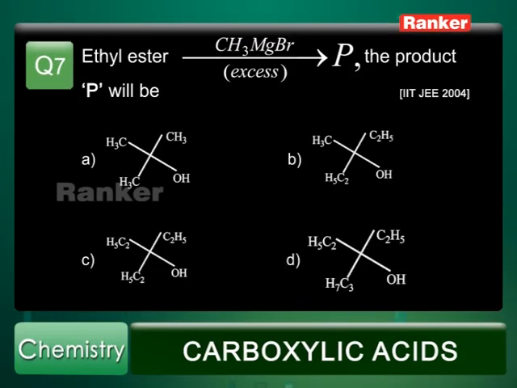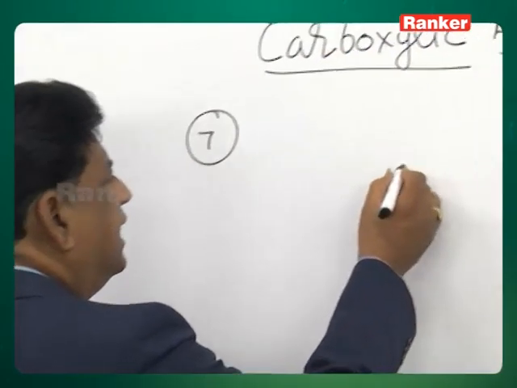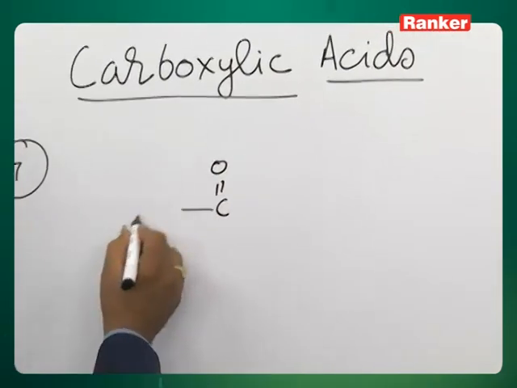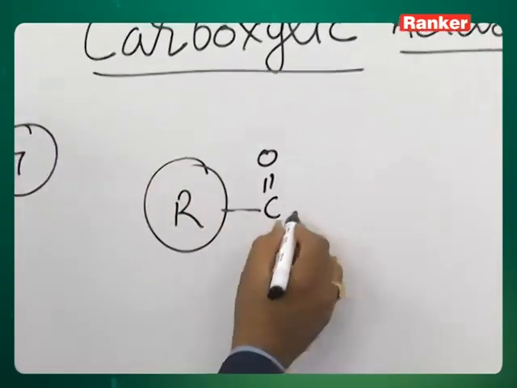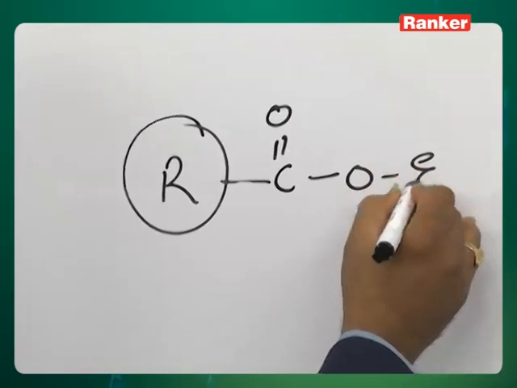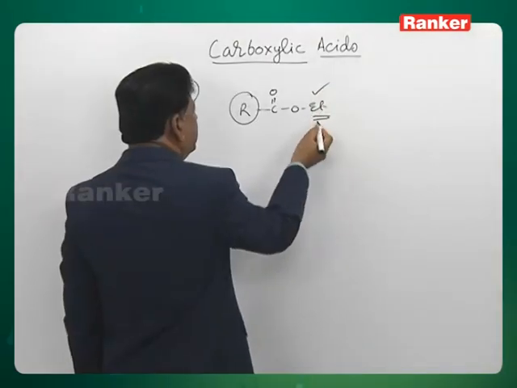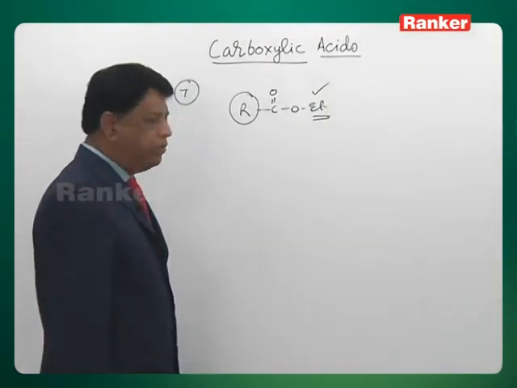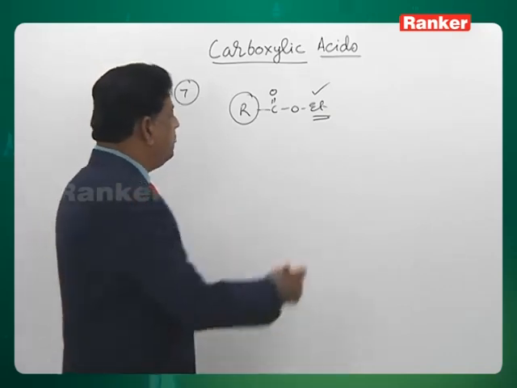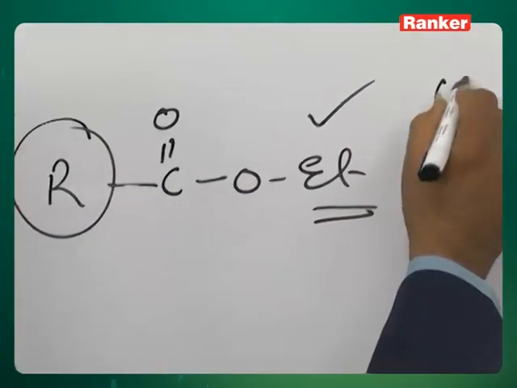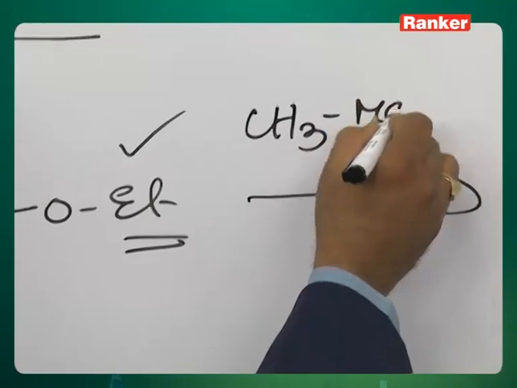An ethyl ester reacts with methyl magnesium bromide, X, and a compound P is formed. What does this ethyl ester mean? He didn't mention what this R group is. It is some alkyl group containing ester of an ethyl. This is mentioned: an ethyl ester of a compound is taken. What R is we don't know, but we are adding the methyl magnesium bromide.